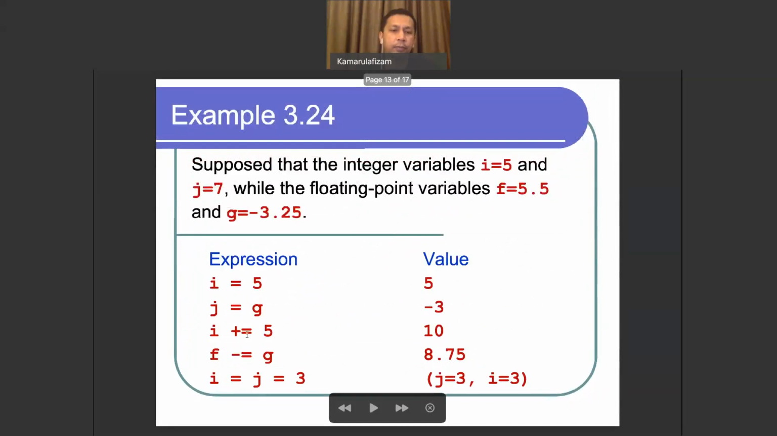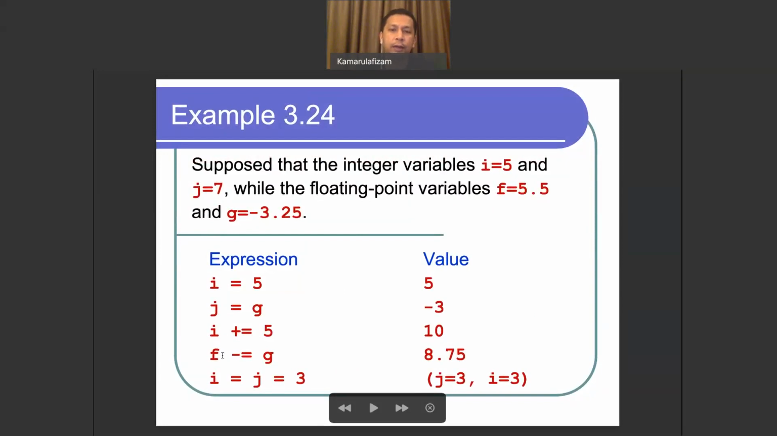Now these are operators, i plus equal to 5. So i is equal to 5. If you work on this one, this will basically go i equal to i plus 5. So i will be 5 and plus 5, and finally i will take the value of 10, which is 5 plus 5. Because i is 5, then you add another 5.